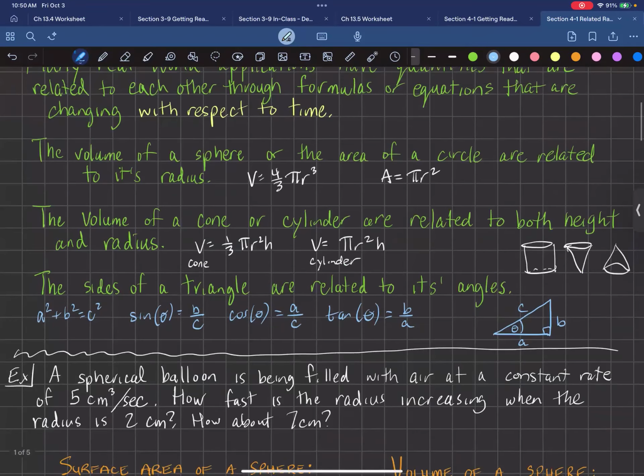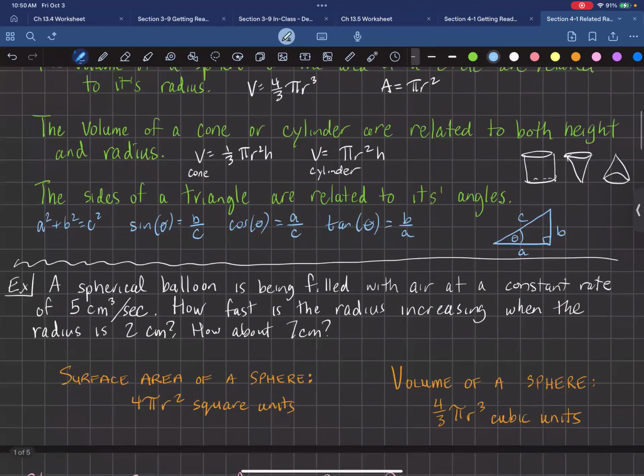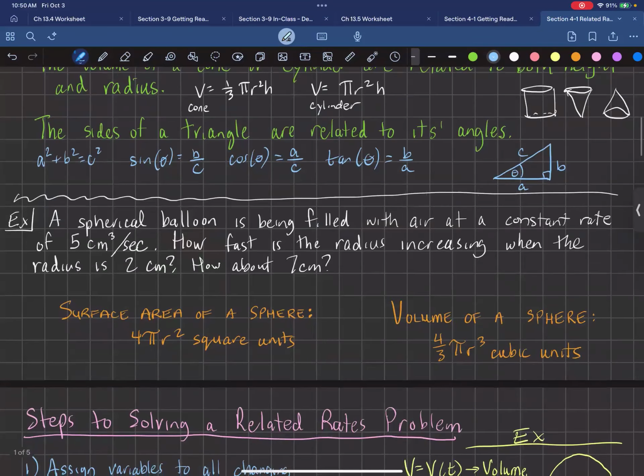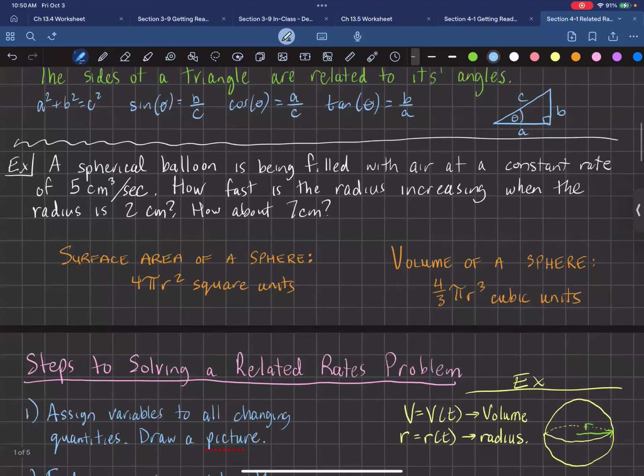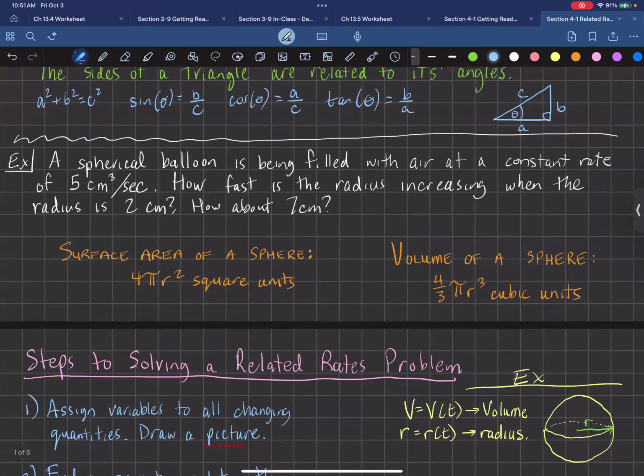We're going to look at a spherical balloon. It's being filled with air at a constant rate of 5 centimeters cubed per second. How fast is the radius increasing when the radius is 2 centimeters? How about when it's 7 centimeters? I did write down the volume of the sphere up above. The surface area of a sphere, if it ever comes up in any of this, is 4 pi r squared. So we're going to look at this example and go through the steps to solving a related rates problem.